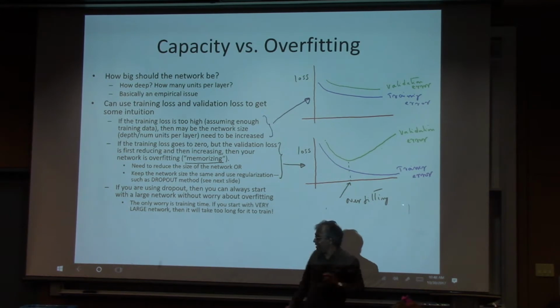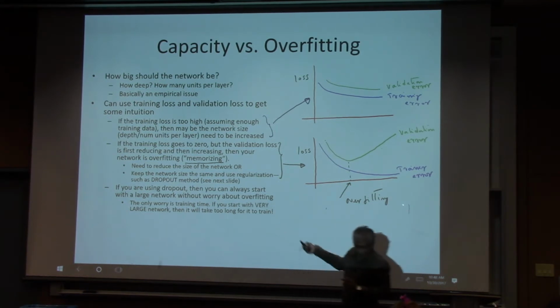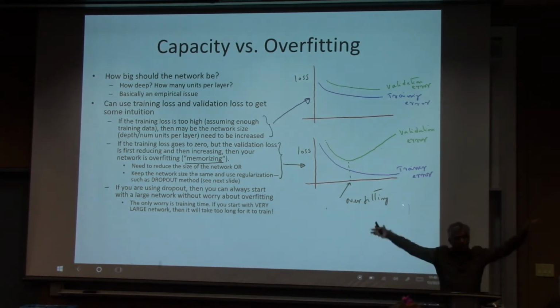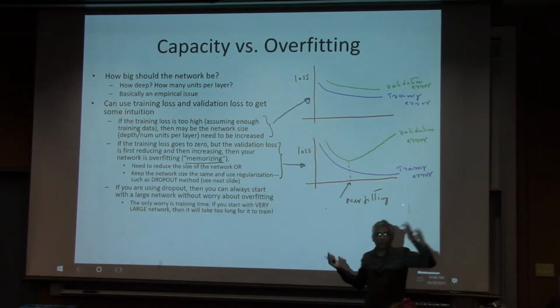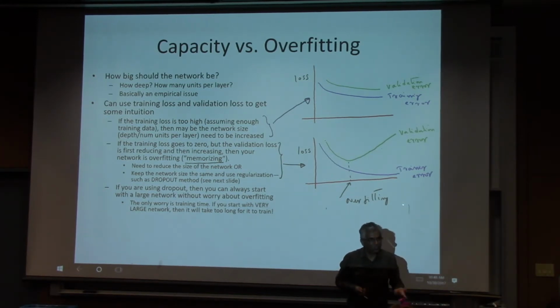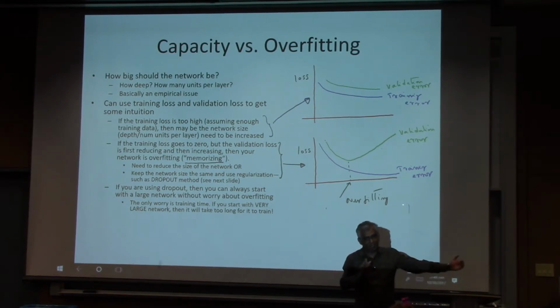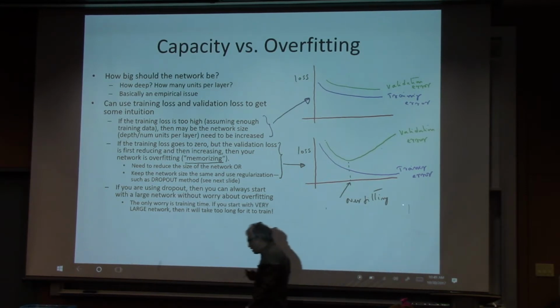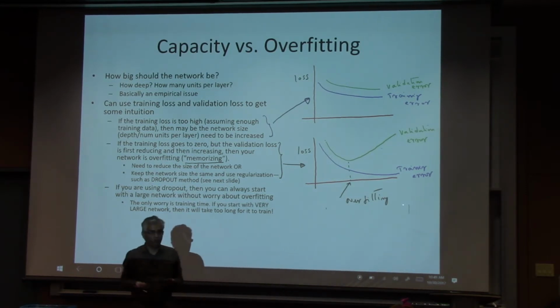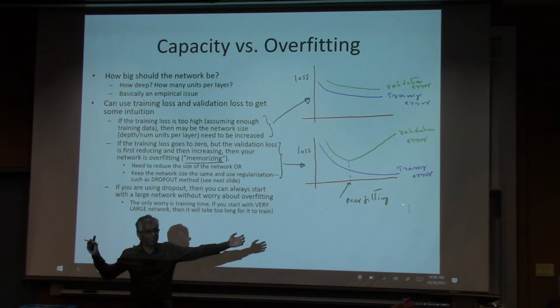And then the question is, one of the things you wind up doing is, if you start with a very big network, you can't go wrong in terms of capacity, but it might take too long to train that network, and it might also overfit. So you're better off starting with smaller networks. But then the worry, of course, is if the smaller network is too small, how do I know? When am I supposed to learn a bigger network?